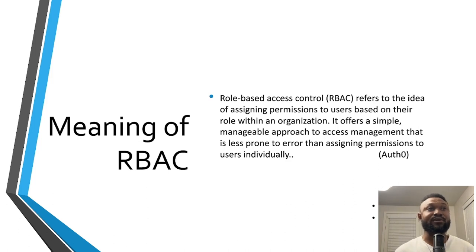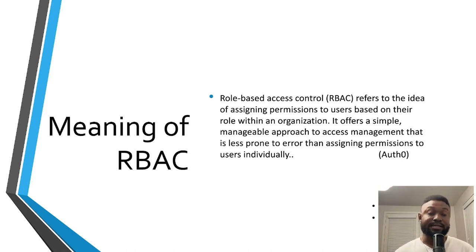Role-based access control refers to the idea of assigning permissions to users based on their role within an organization. So an RBAC policy defines the permissions that a user is supposed to have based on the role that a person is going to play in the organization. For example, you have network engineers. Network engineers have their role as network engineers. We can specify the permissions that they need to perform their job in the organization.